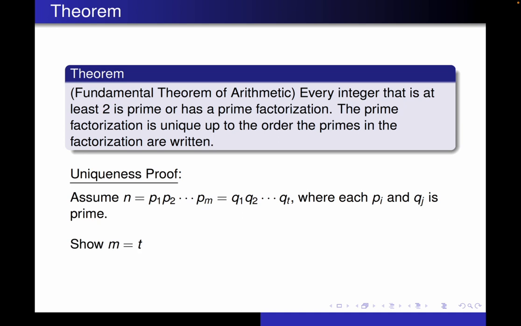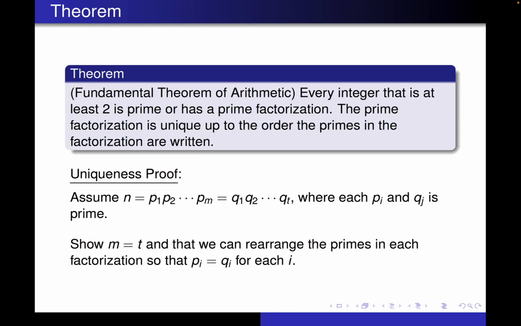In other words, the number of primes in the first prime factorization is the same as the number of primes in the second one. And we've got to show that we can rearrange the primes, if necessary, in each factorization so that they all match up. In other words, each pi is equal to qi. So p1 equals q1, p2 equals q2, p3 equals q3, etc. Now, they don't have to match up that way initially, but we're proving that if we have to, we can rearrange them so that they do match up like that.